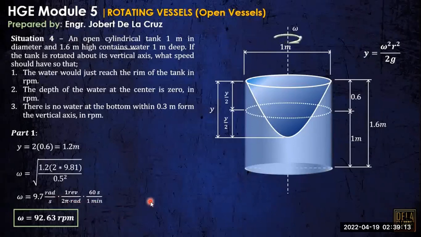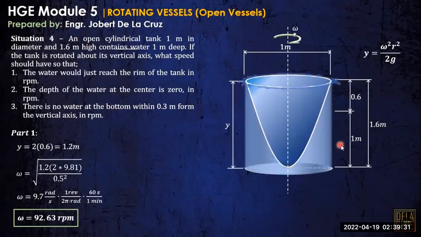Okay, number 2. The depth of water at the center is 0. Ano yung revolution natin or yung angular speed? When the water at the center daw is 0. So, ito yung sinasabi niya. It will just touch the bottom dito. So, in this case, klarong-klaro, yung y natin is the height of the cylinder. Okay, so our y here is 1.6.